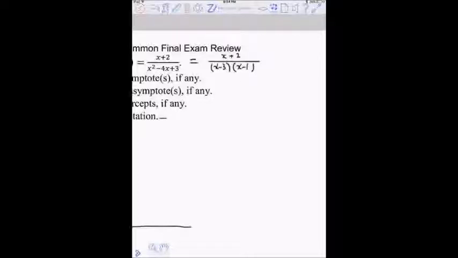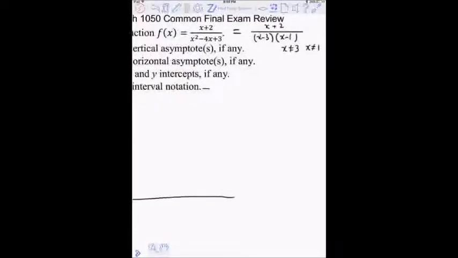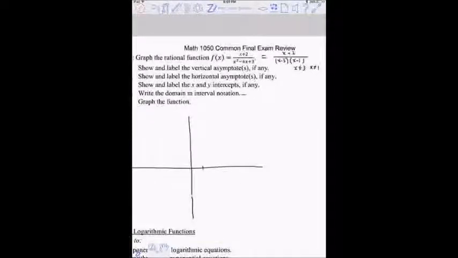So what this means is x cannot equal 3 and x cannot equal 1. Those are where you're going to place your vertical asymptotes, because x can't equal those two values. So there's your two vertical asymptotes.